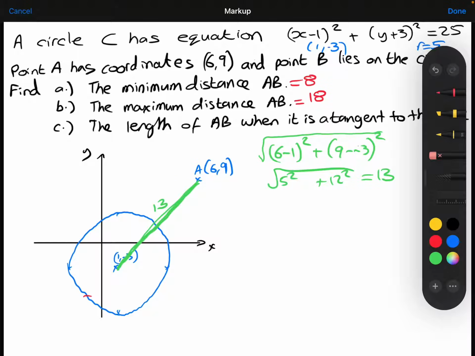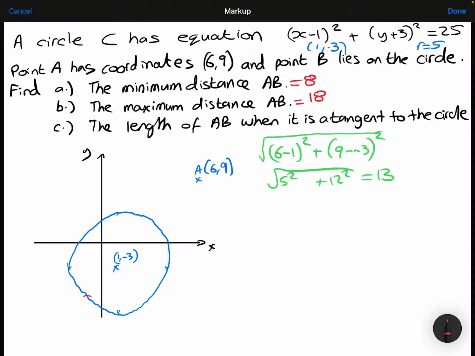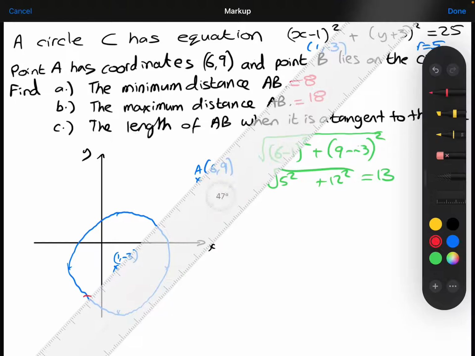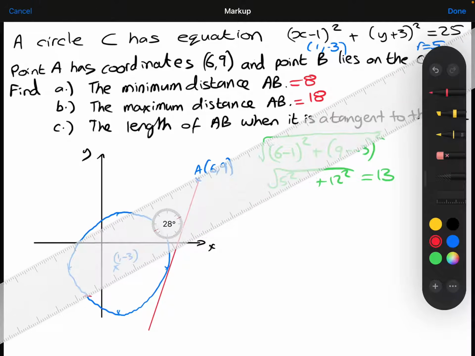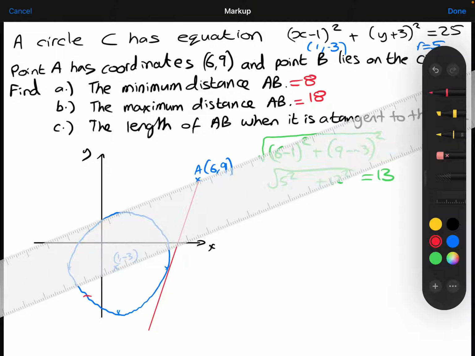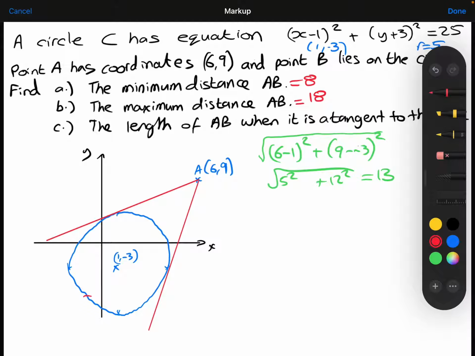And then part C of this question. We want to work out the length of AB when it is a tangent to the circle. So where is B going to be if AB is a tangent? Well, let me mark on a tangent. Now I could draw my tangent here like this, or you could draw your tangent here. It doesn't really matter either way. The length of the line that we are going to work out is going to be the same in either case.